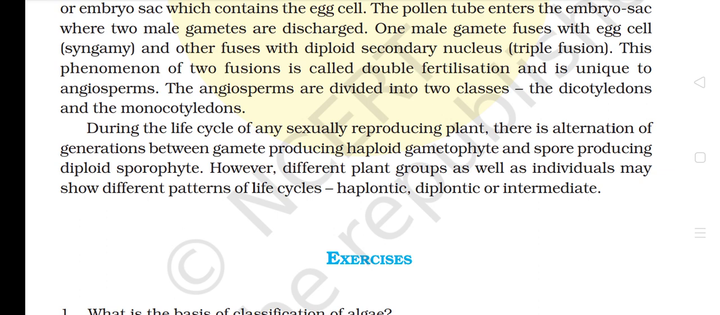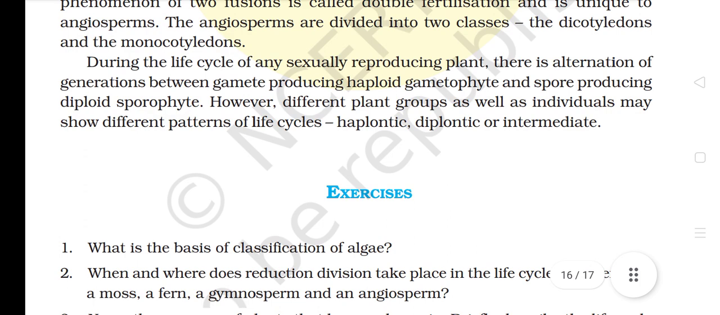During the life cycle of any sexually reproducing plant, there is alternation of generations between a gamete-producing haploid gametophyte and a spore-producing diploid sporophyte. However, different plant groups as well as individuals may show different patterns of life cycles: haplontic, diplontic, or intermediate.